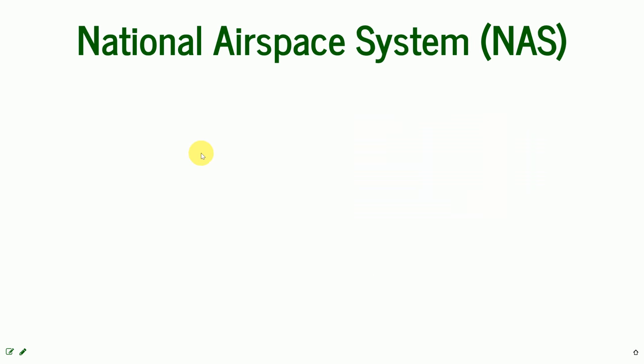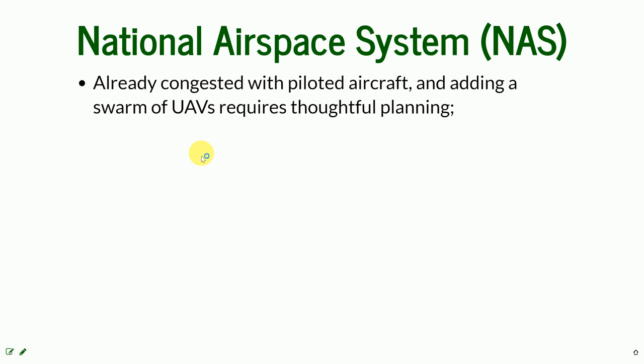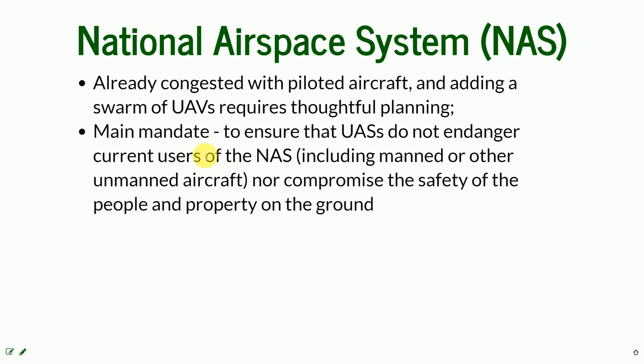The FAA is concerned about the national airspace system, so everything that's in the air above the United States, and it's already congested with a lot of piloted aircraft. There was a huge problem because a couple years ago, there was a swarm of UAVs coming into the National Airspace System, and the regulations required flight planning. First, there were just no regulations about the UAS because they did not exist. So the main mandate of the FAA was to ensure that UAS will not endanger current uses of the National Airspace System, especially the lives of men and manned aircraft, and the property on the ground.